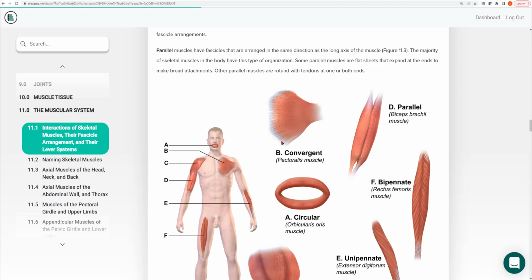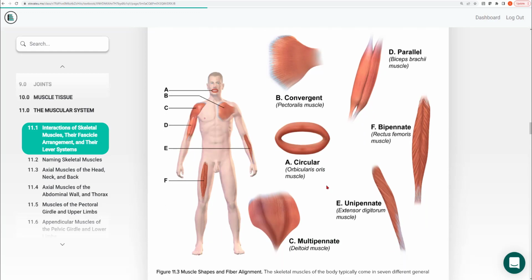So what you see is that all of the fibers are converging onto a tendon that's in a more localized place. These are typically triangular shaped muscles. There are circular fascicles. The 2 circular muscles you're going to be learning are the orbicularis oculi and the orbicularis oris, the circular muscles of the eyes and of the mouth.